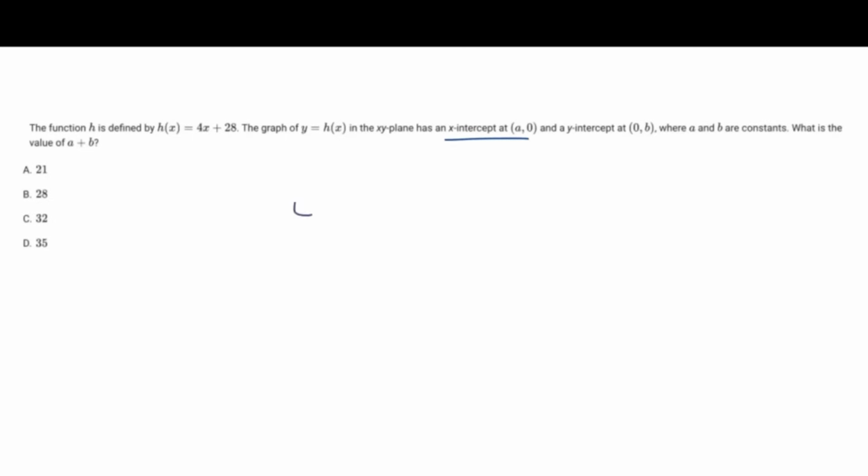So here we can just say 4x, which is going to be our h of x function, and we want to set this equal to 0 because we want the output to be 0, as you can see right here. So here we can just subtract 28 on both sides. So we get negative 28 equals 4x. And then we'll divide both sides by 4 to isolate for x. And so we get x equals negative 7. All right, perfect. We found the x-coordinate of our x-intercept. And now we want to find the y-coordinate of our y-intercept.